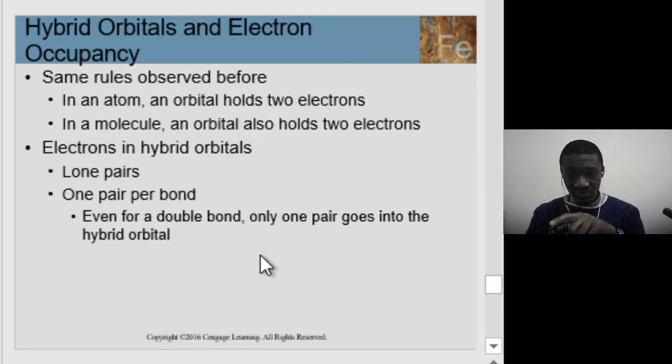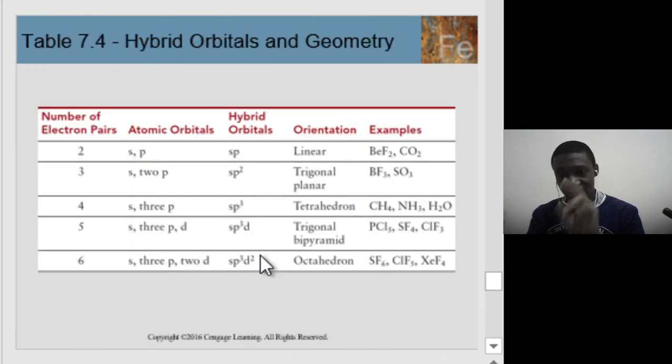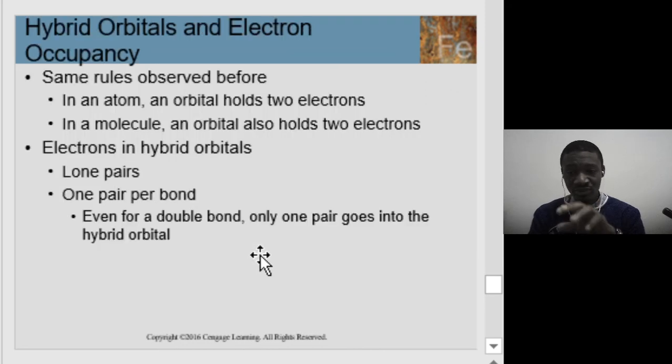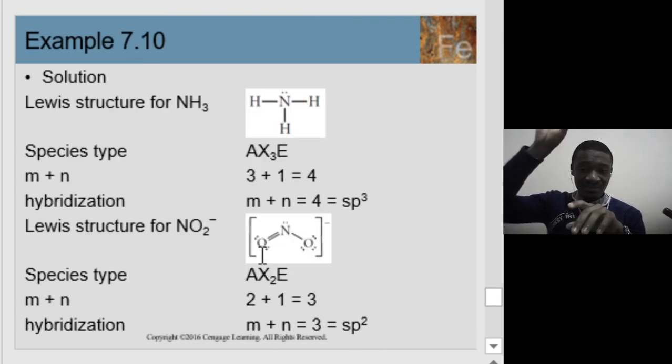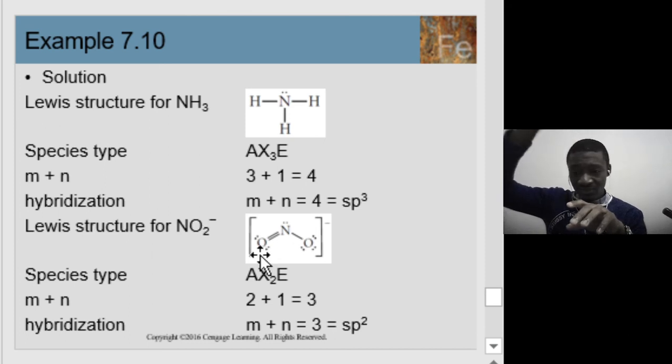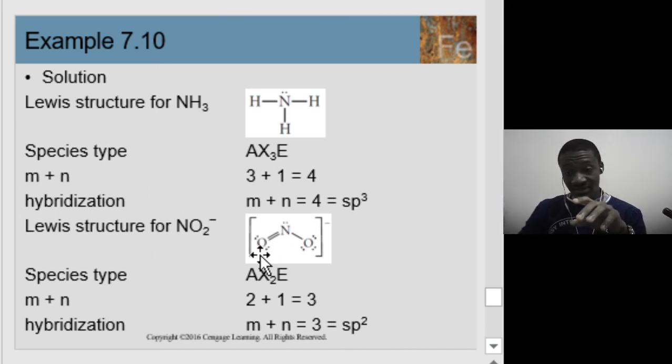Because if you remember, sp3 is a tetrahedron. No, in this case, a trigonal planar. A tetrahedron, sorry. Yeah, tetrahedron, because the tetrahedron has that one attachment above, that one lone pair that we see above. So that's the sp3 situation. And then we have for the other ion, where you have an sp2.